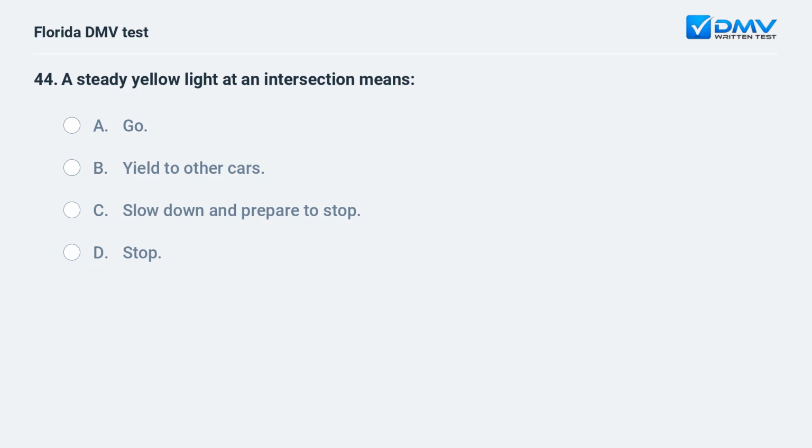A steady yellow light at an intersection means A. Go. B. Yield to other cars. C. Slow down and prepare to stop. D. Stop.